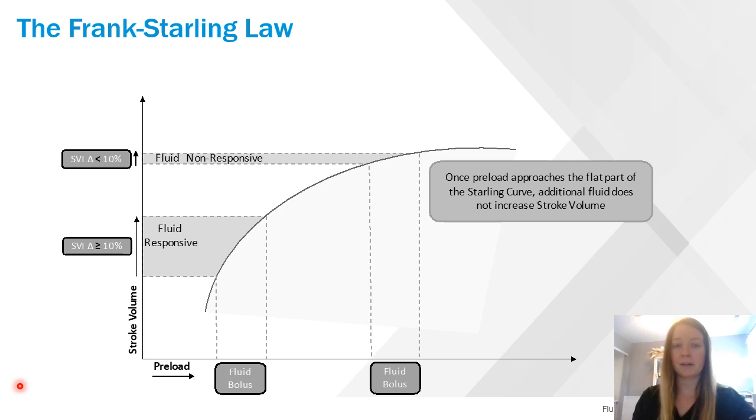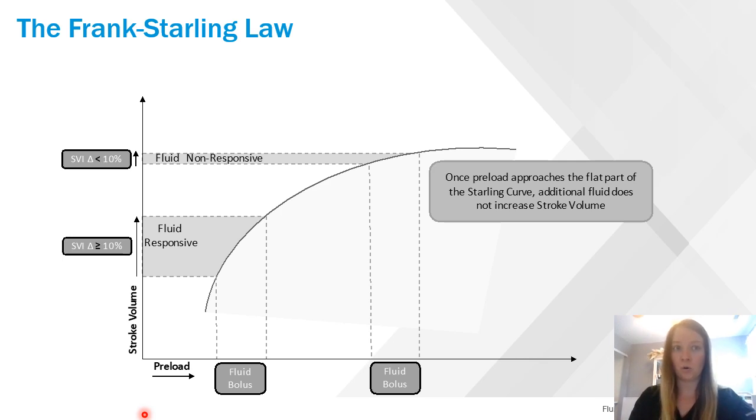Now, when I say fluid responsive, that means our stroke volume increases by 10% or more. This is the fluid responsive side of the curve. This is where we want our patients to be. Now, when you provide some sort of preload that's returning to the heart, you will see an associated increase in the amount of blood that's being pushed back into the systemic circulation.